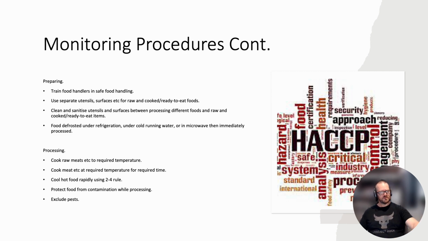Processing of food, we've got to make sure that we cook raw meats to the required temperature, and a lot of the required temperatures are based around the potential for various types of bacteria. We've got processing, right? So taking foods to the right temperature for the required time. Cooling hot food using the 2-4 rule, protecting food from contamination, and excluding pests, right? So proper pest control.